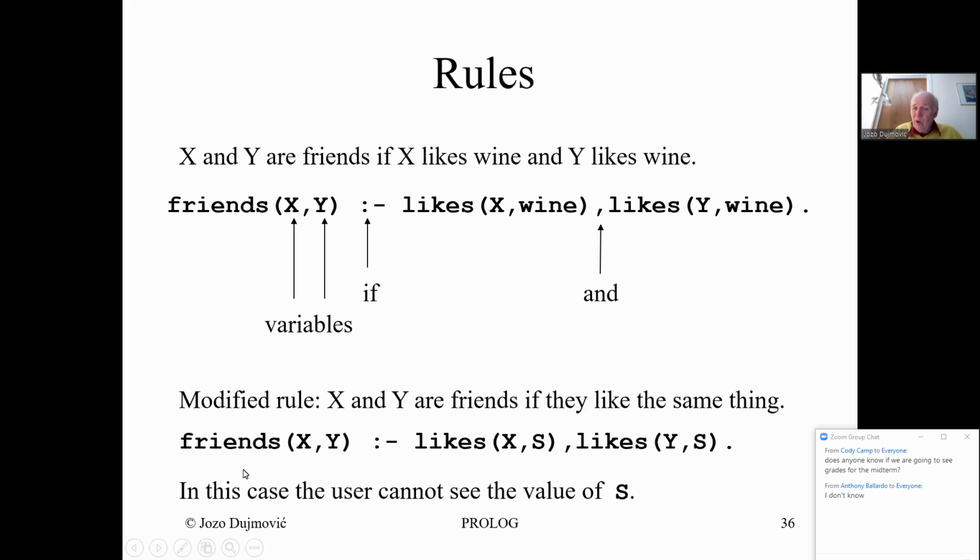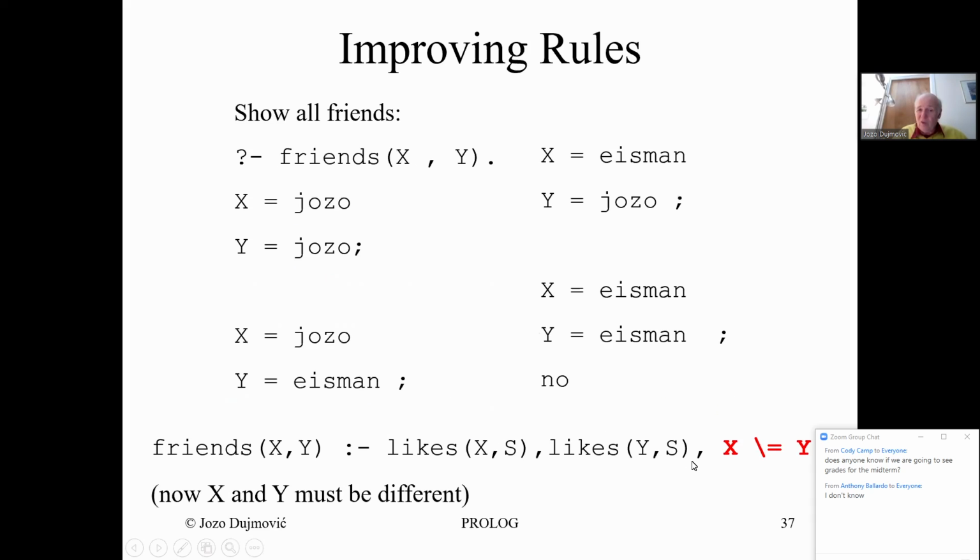So PROLOG will first find this S that X likes. And then this S is going to be instantiated with Y. And then we'll go to the next goal, like this one here, trying to find somebody who likes the same thing, wine. So now wine is instantiated from here, but Y is the variable that has to match something. And then if you find that X and Y match the same thing, then you're going to get X and Y. Now, you are going to get the result, what is X, what is Y.